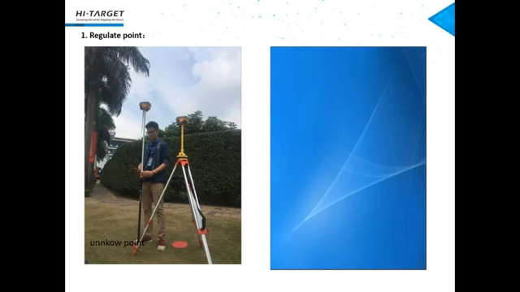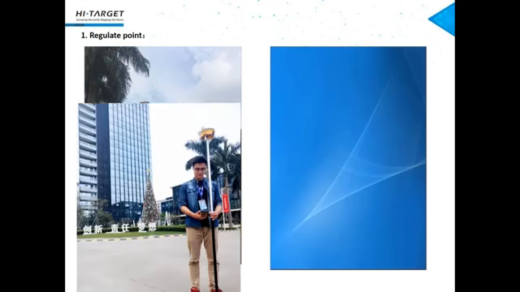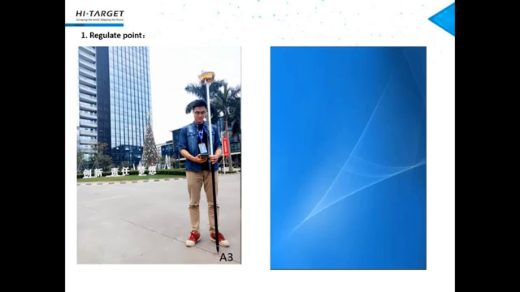So in this picture, you can see that we set the base station beside the road. Here I show you the unknown point, and then we move our rover to A3 to do the regulate point function. And here I will show you a video of the steps.